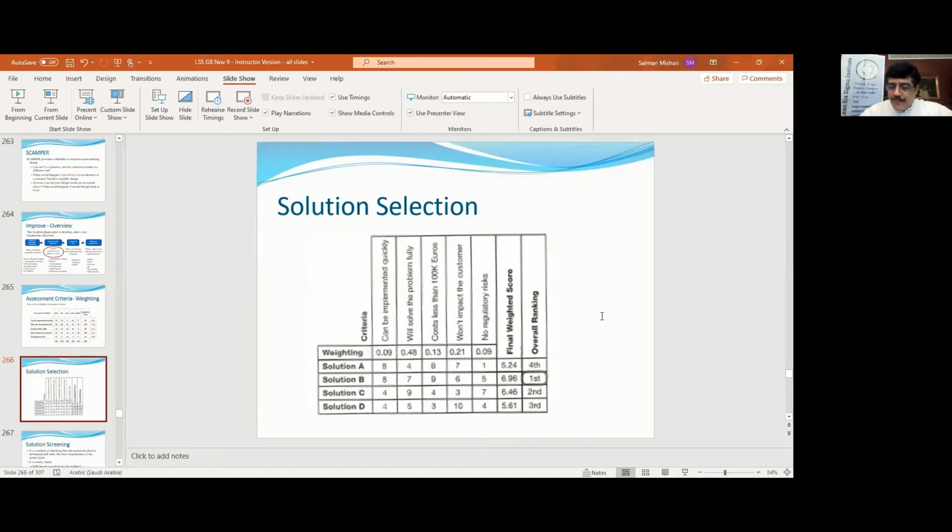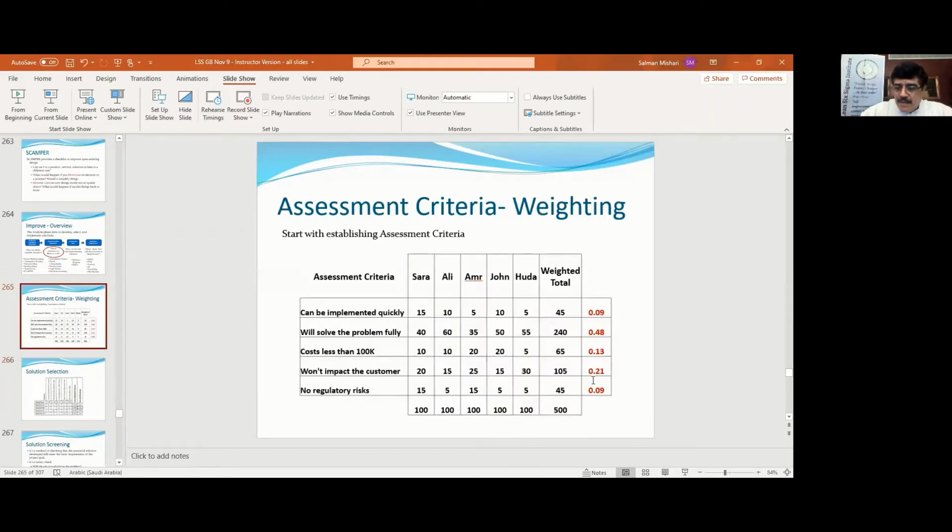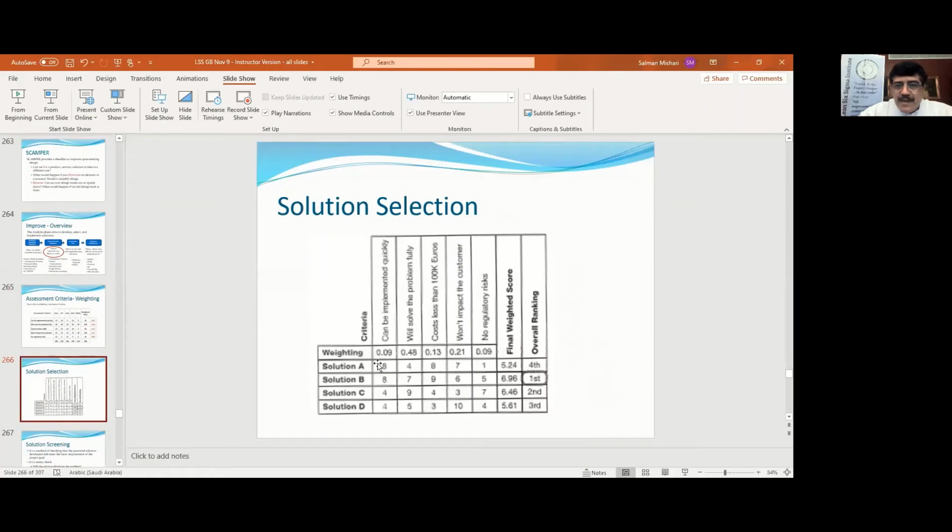So the next step, you take these numbers that you got here and you put them against the criteria. So, okay, we agreed that it will be implemented quickly. We gave it 9%. This one, we gave it 48%. This criterion, we gave it this much percent. Now, we're going to assess our different solutions against the different criteria. So we say solution A, how is it related to implementing it quickly? I say, okay, I give it 8 out of 10.